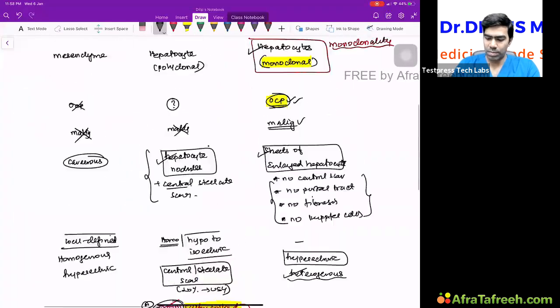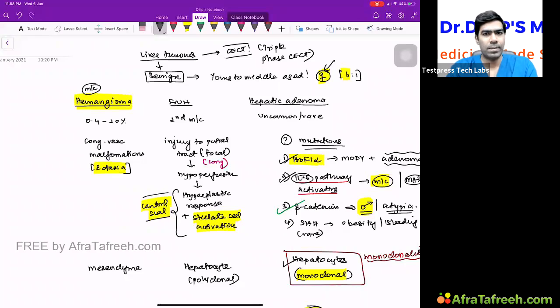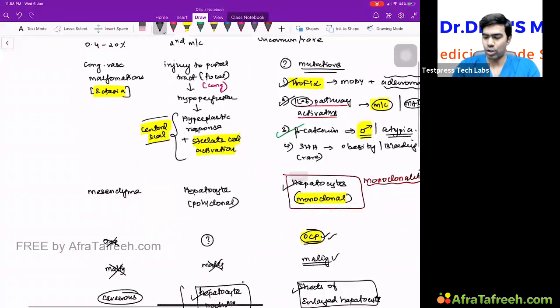But whatever may be the liver mass, if they ask you the best radiological investigation, it is always contrast CT, triple phase CT. We do the scan in 3 phases. One is the arterial phase, then the portal venous phase, and then something called the delayed phase, which we'll be discussing in some time. So that's not a problem. Clear? We'll be discussing that in detail. I'm going to show a lot of images.